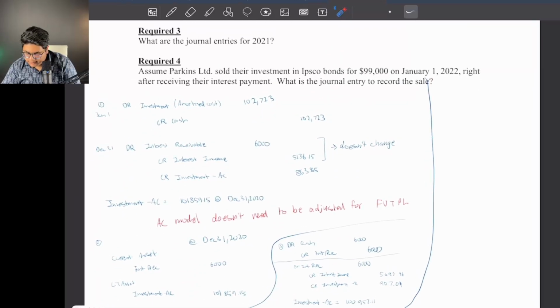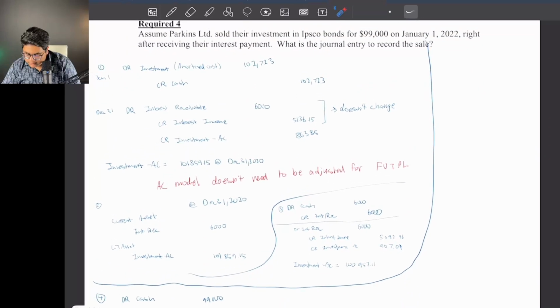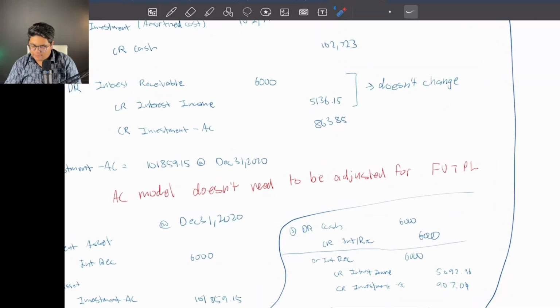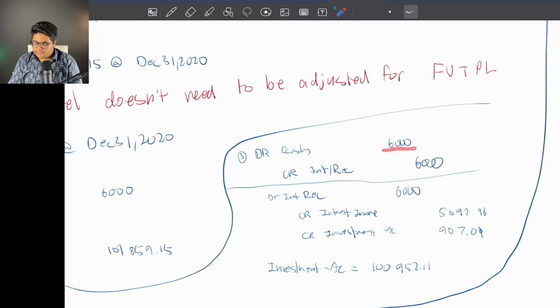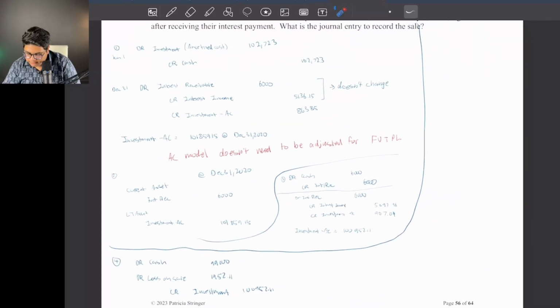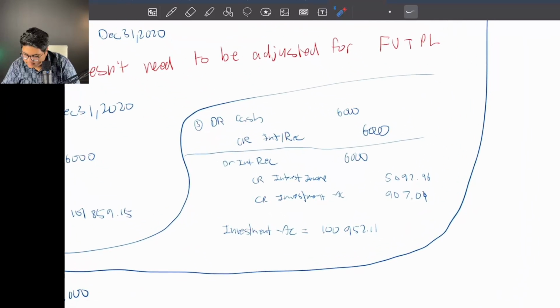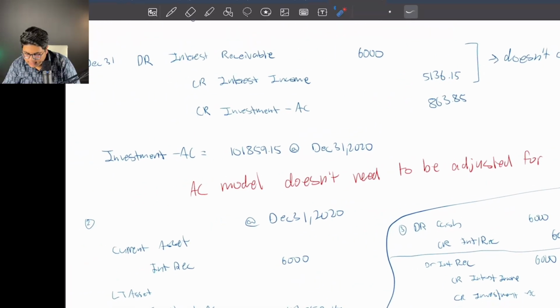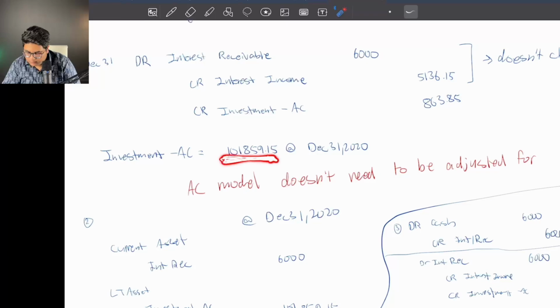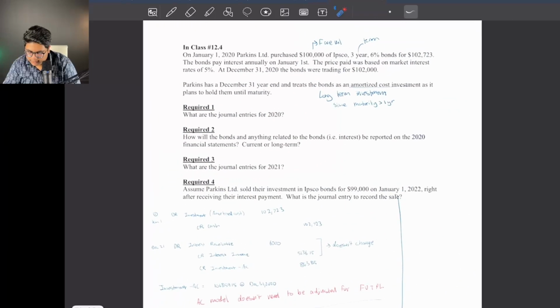Required 3, what are the entries for 2021? It's going to look relatively similar to the previous one, except remember how before we had a receivable, we're just going to record the actual receipt of that receivable, which is going to be debit cash 6,000, credit interest receivable 6,000. And then next up, we're going to have the 2021 entry for this. So same thing, debit interest receivable of 6,000, credit interest income, which is going to be basically the new value, which is this, and we're going to multiply this by the 5% market rate.